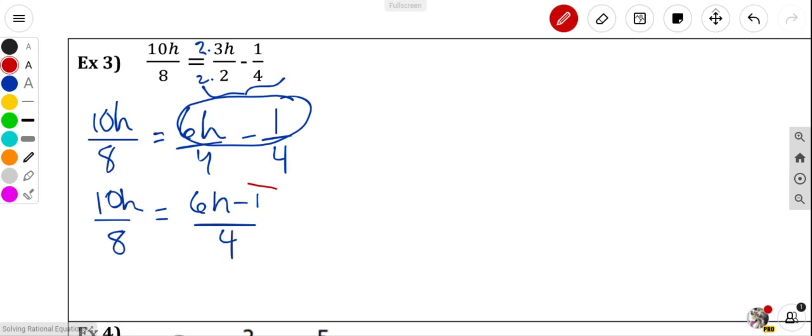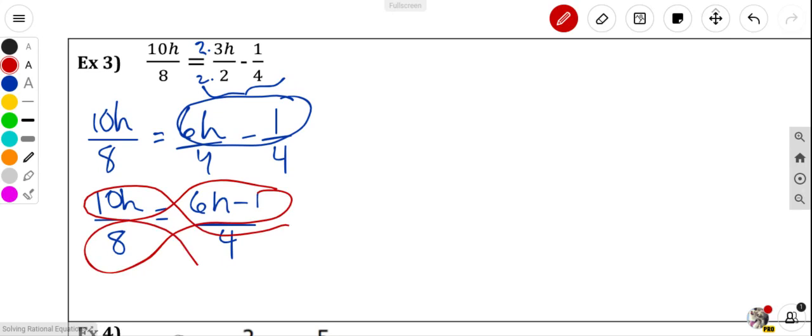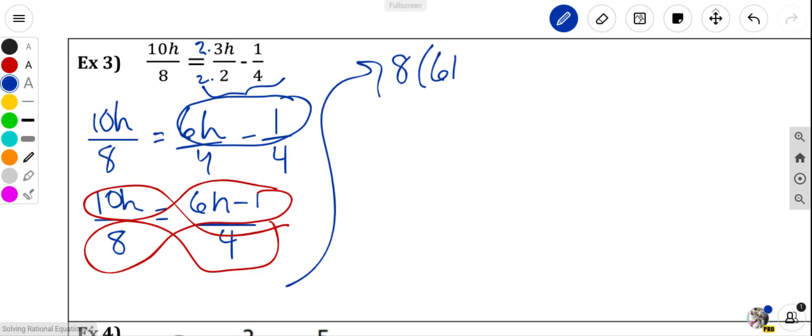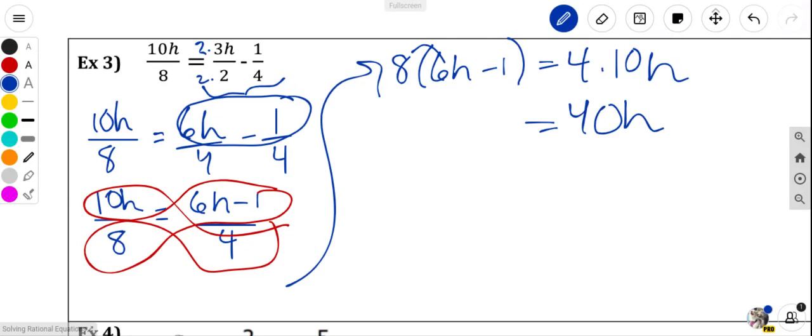Okay, at this point we are now cross multiplying, just like we've been doing. So this becomes 8 and then 6h minus 1 equals 4 times 10h, which I guess we could have just gone straight to saying is 40h. And then on the left side, we're just distributing. So this is 48h minus 8.